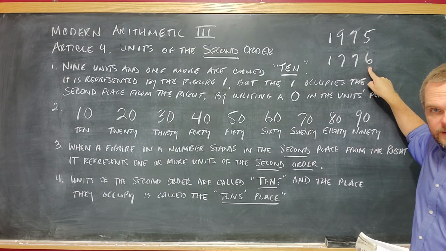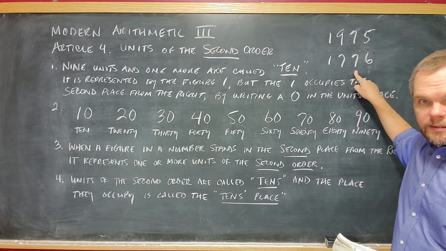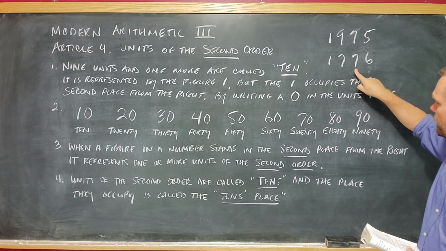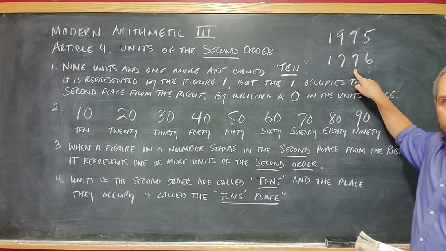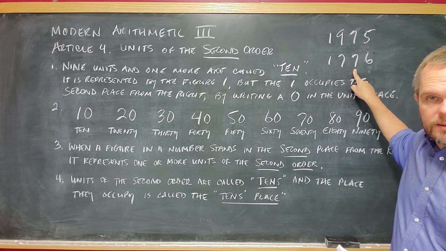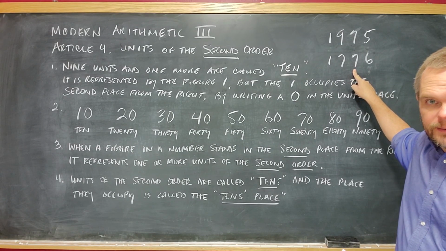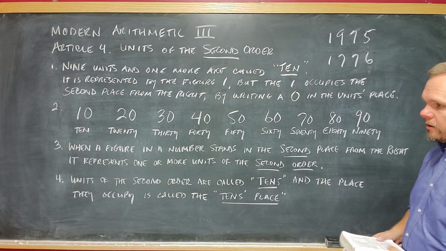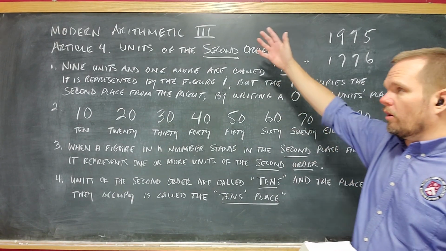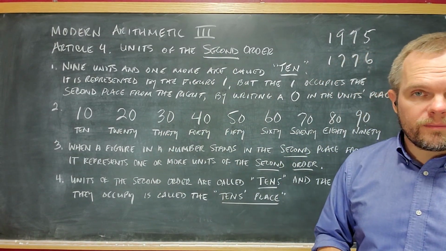How many tens are there in this number? There are 7 tens because the figure in the second place is 7. That tells us there are 7 units in the tens place, or 7 tens. Okay? That's what's taught to us here in rule number 4. So that's all of the content for Article 4.